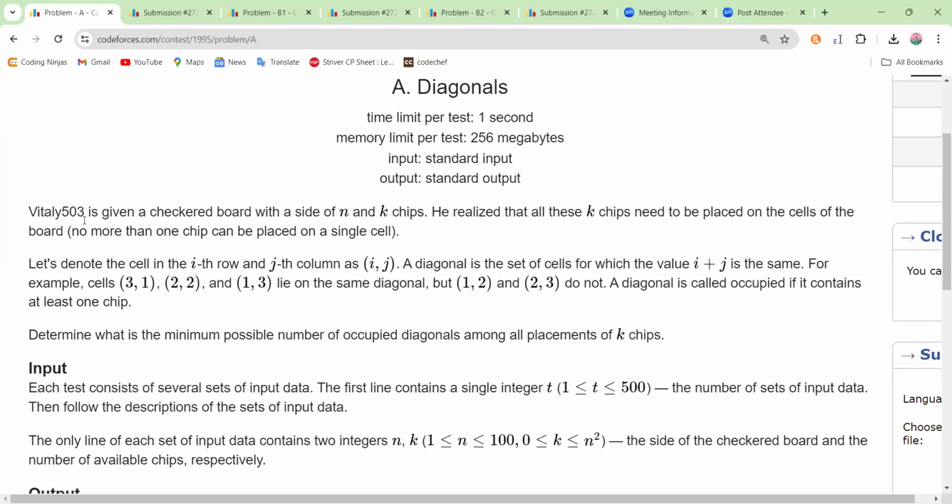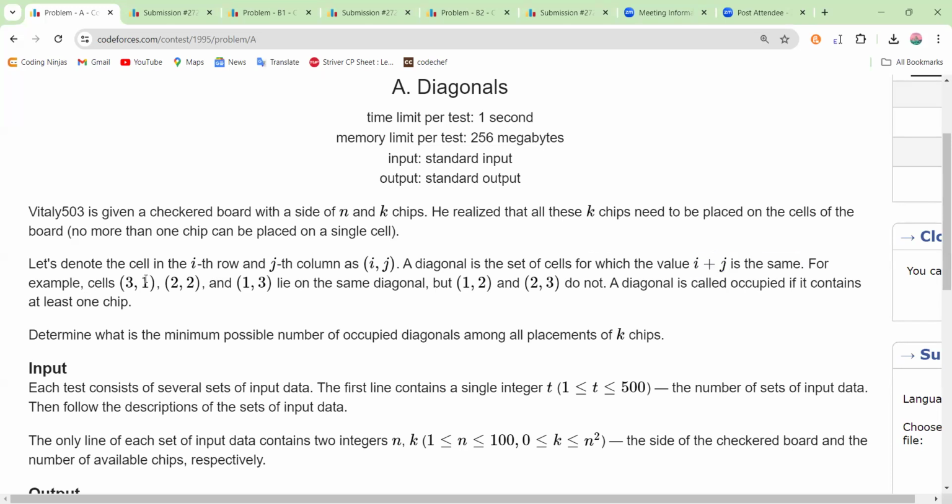Vitaly503 is given a checkerboard with a side of n and k chips. He realized that all these k chips need to be placed on the cells of the board, and no more than one chip can be placed on a single cell. Let's denote the cell in the ith row and jth column as (i, j). Then a diagonal is a set of cells for which the value of i plus j is the same. This is how they have defined the diagonal.